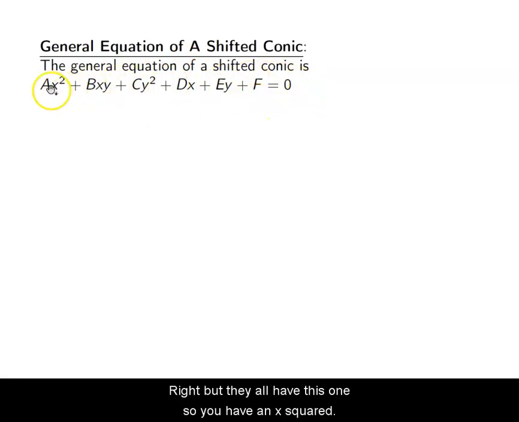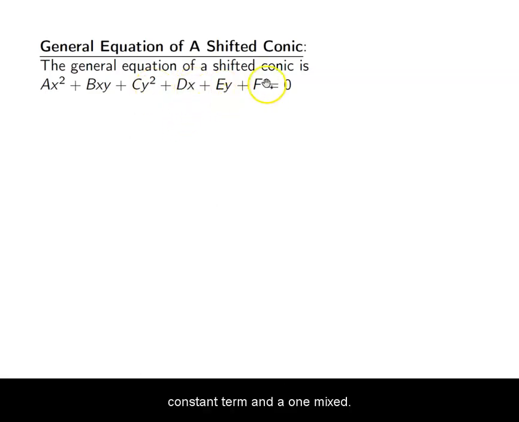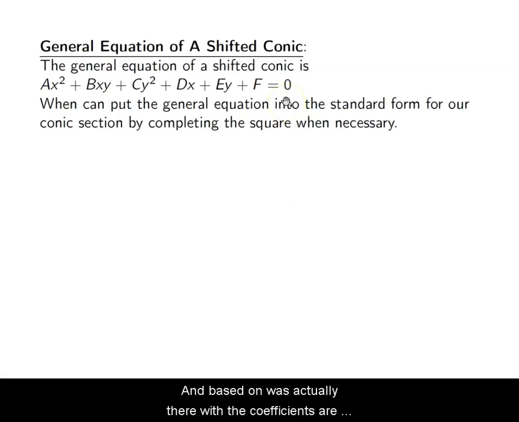So you have an x squared term, a y squared term, just an x term, just a y term, a constant term, and a mixed term. Okay, so all conics have this equation. And based on what's actually there, what the coefficients are for A, B, C, D, E, and F, will really tell us what kind of conic we have and the properties it has, right?